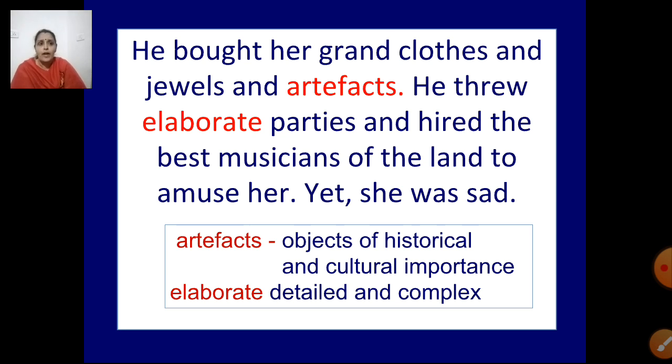He bought her grand clothes and artifacts. He threw elaborate parties and hired the best musicians of the land to amuse her. Yet she was sad. He tried to do everything that he could for her. He bought her grand clothes, he brought jewels and artifacts, he threw elaborate parties, big parties, and hired the best musicians of the land to amuse her, to make her happy.